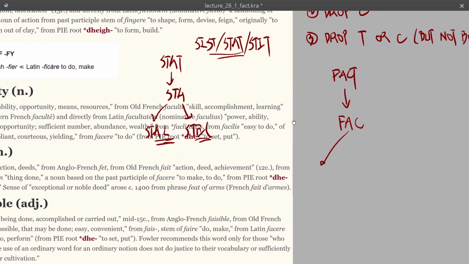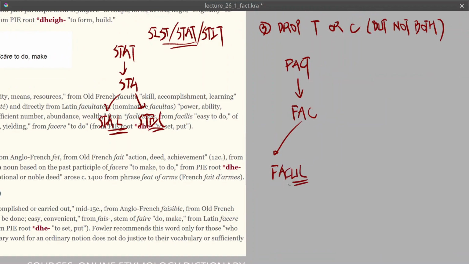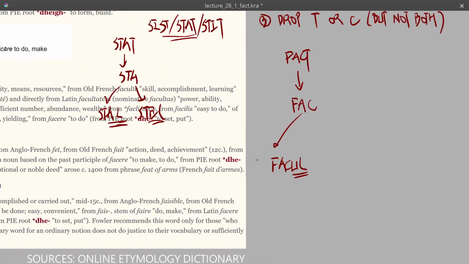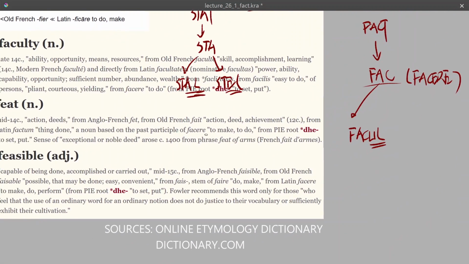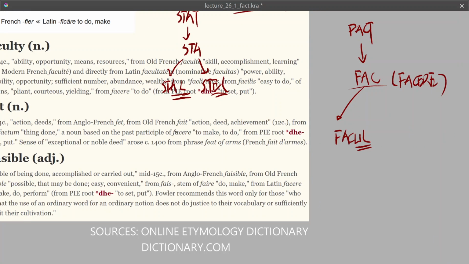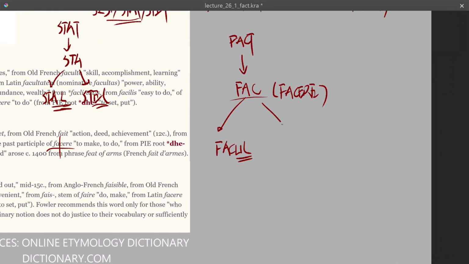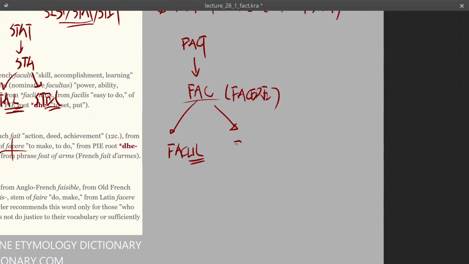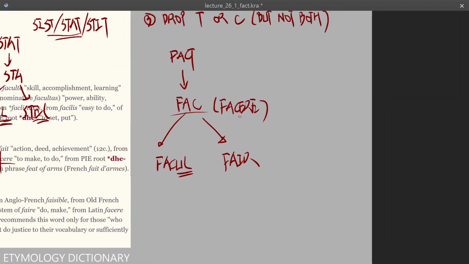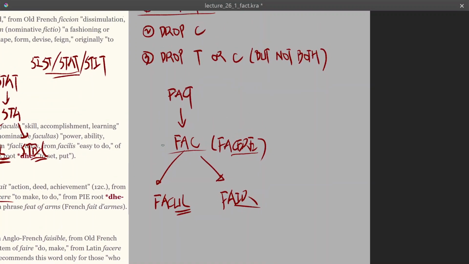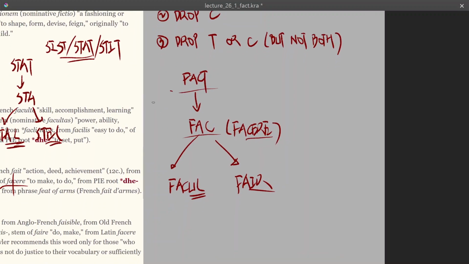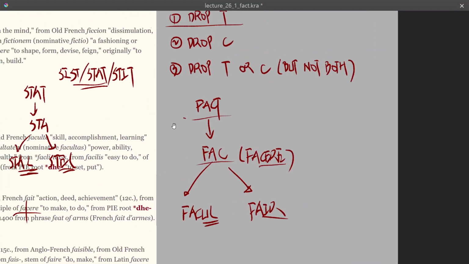This one is a similar pattern. We have echo. We have full echo. And back, we have facere here. This is the original Latin form, facere. So we have facere become fair. Facere become fair. So that's why fair is a variant of facere. So now we have fact, fac, echo and fair. That's the first group.